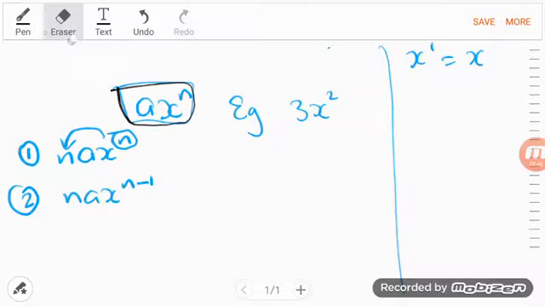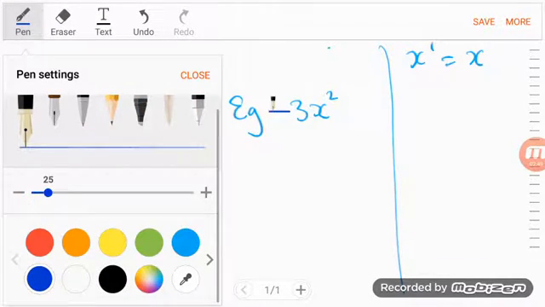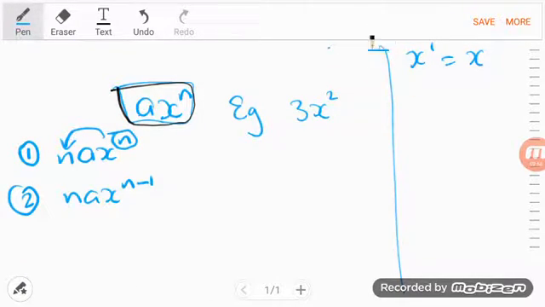So if we use a similar example, we'd say 3x squared minus 2x plus 5. Okay. Well, we already know how to do 3x squared. So we've got 3x squared becomes 6x by itself.